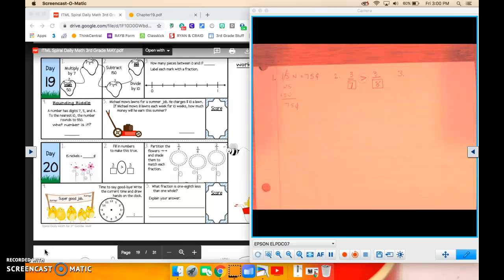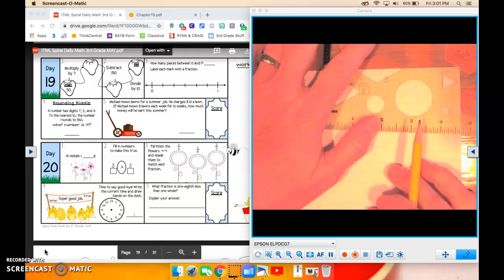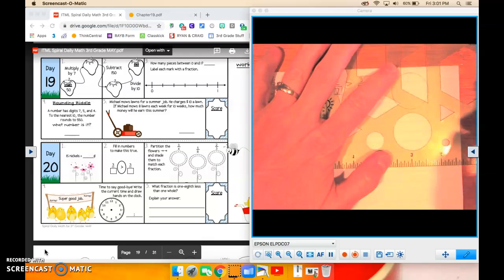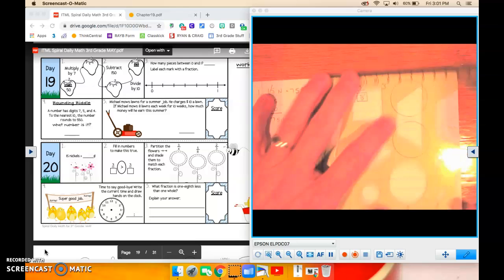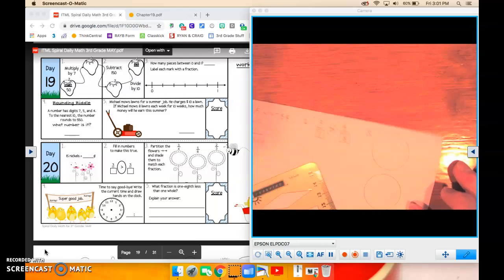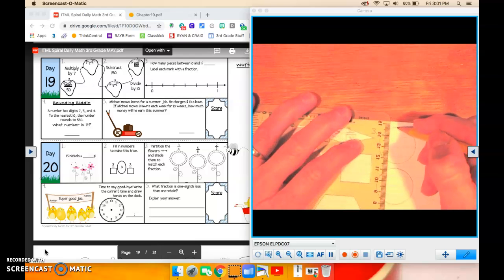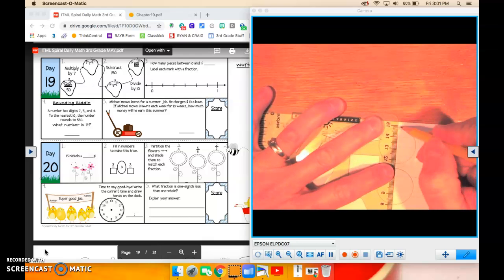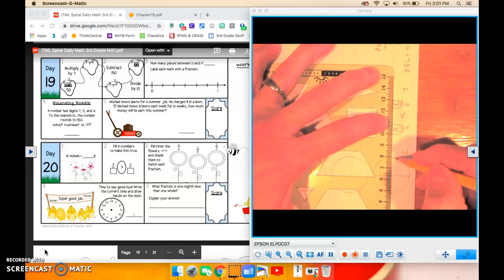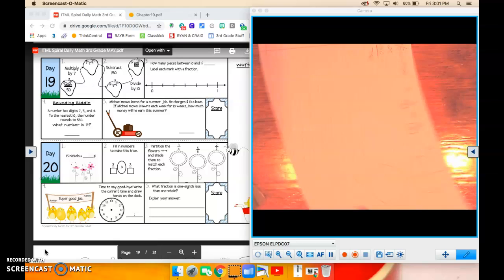Number 3. Ooh, partition the flowers and shade them to match each fraction. Okay, here we go. Let's do this one. And then there's this one. And there's this one. We'll just make nice big circles. All right, so this one says 3/4. Okay, so I'm just going to go down the line here, and we're going to put it into 4 equal spots.